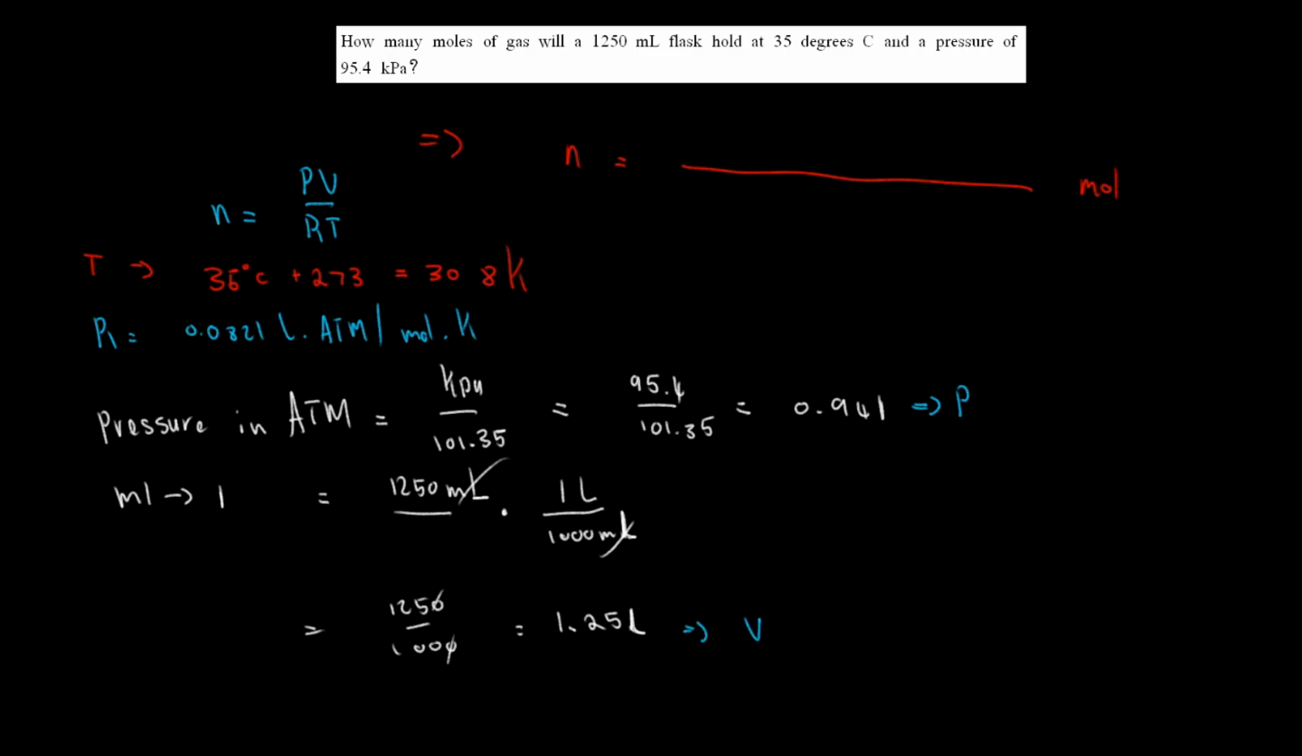So let's see, pressure. What's our pressure? Well, we found our pressure: 0.941 atmosphere. I converted it from kilopascals to atmosphere by dividing by 101.35. We converted our milliliters to liters, which is 1.25 liters. And then we know our mole and our Kelvin will go to the top of the equation.